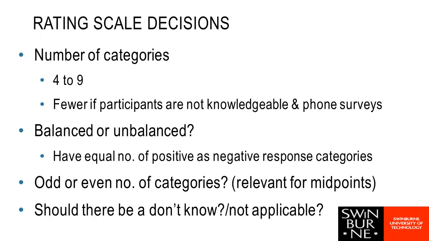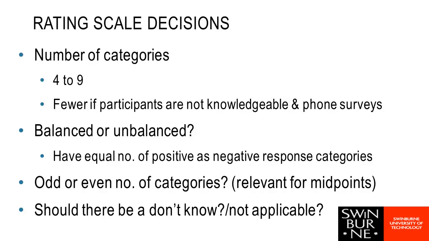Okay, so here's a couple of the considerations when we are using a scale. So if we are creating our own scale, first is the number of categories and number of options. So normally it's somewhere between about 4 and 9. Two things that we should keep in mind. One is that if we're doing a phone survey, we definitely want it to be fewer because it'll just take a long time to read them out.